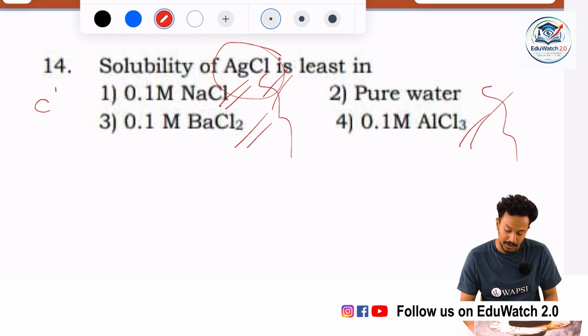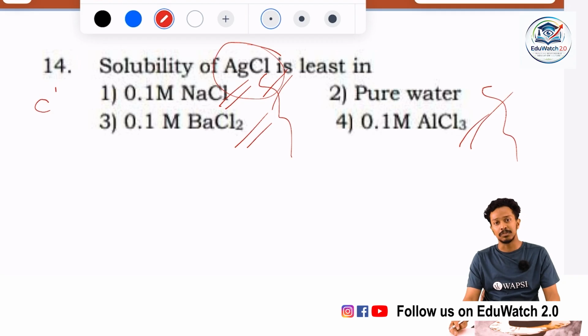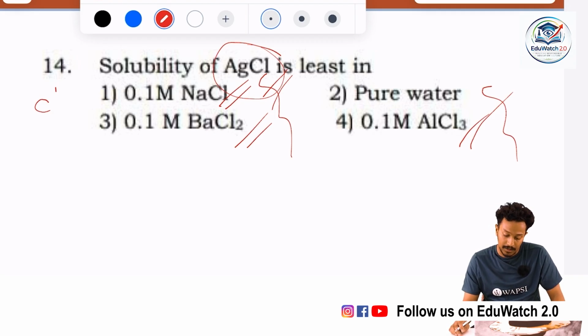The solubility of silver chloride is much less in these solutions than in pure water. Here, the presence of 3 chlorine atoms suppresses the solubility of silver chloride the most. So, the correct option is the fourth, 0.1 molar aluminum chloride.